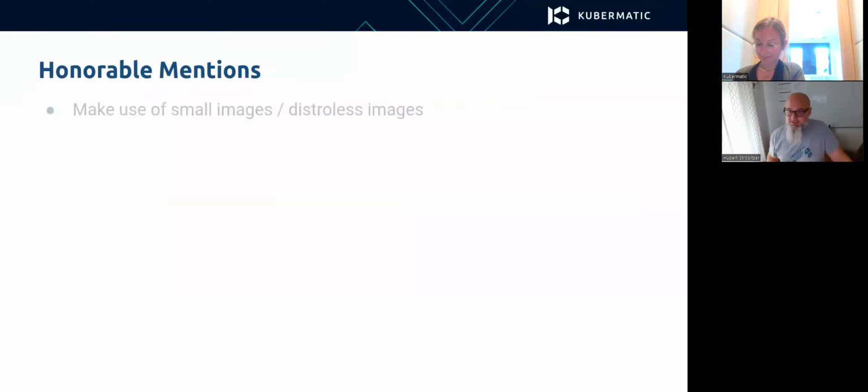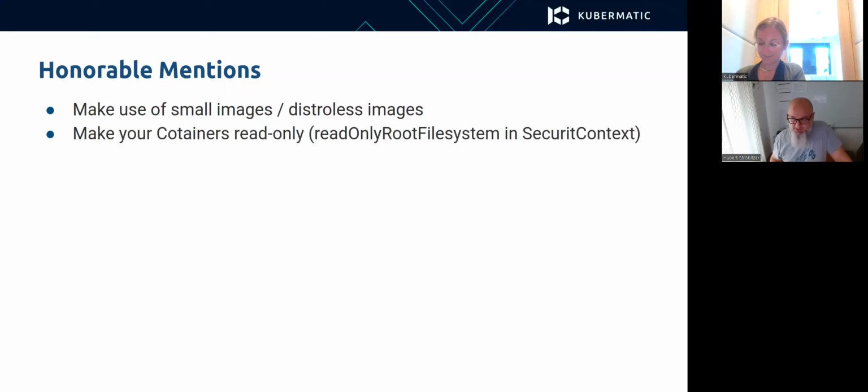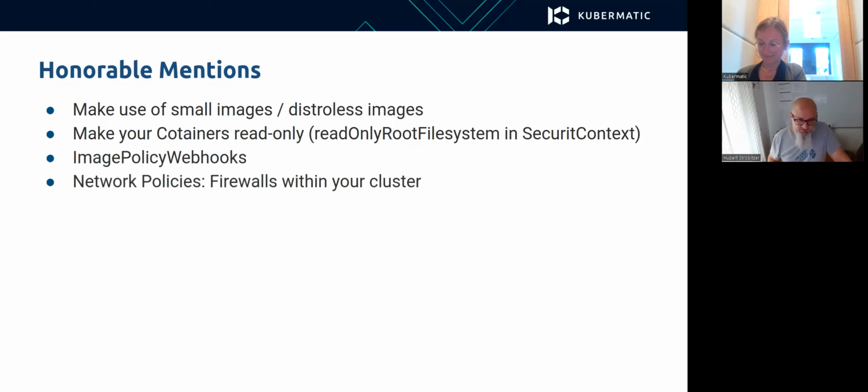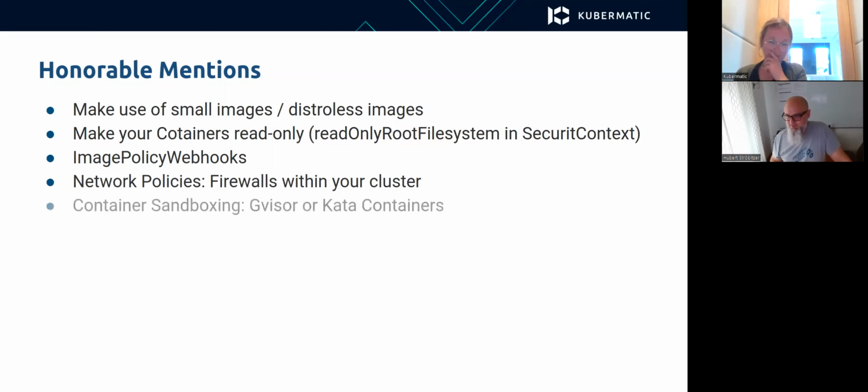Some honorable mentions. Use small images, distroless images. Make your containers read-only. There's one flag in the pod specification called readOnlyRootFilesystem, which is also a very nice thing. Image policy webhooks: if you use Kubernetes, you don't need them, in my opinion. Network policies: those are small firewalls within your Kubernetes cluster. And container sandboxing, which I haven't covered. You can use gVisor or Kata Containers, which you can use instead of runC. And then, from the encapsulation point of view, it feels more like a VM and not like a container.